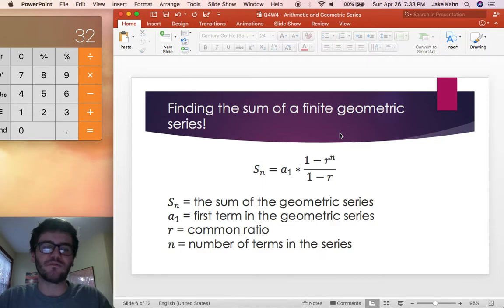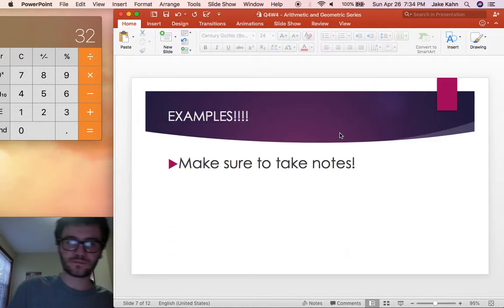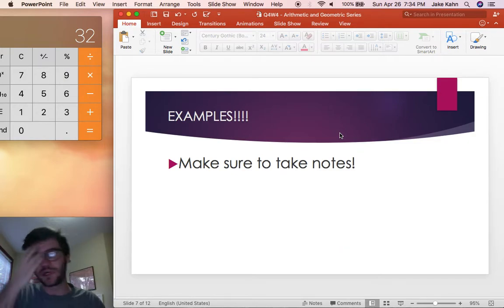You haven't seen that before. Sn is just the variable that we use to represent the sum of the geometric series, which is usually what you are going to be solving for this week. S means sum. What is the sum of the series? And then A1, R, and N, you already know what those are from the previous week. A1 is the number that's the first term in your geometric series. R is your common ratio, and N is the number of terms in the series. And now that you have that formula, we are ready for our examples.